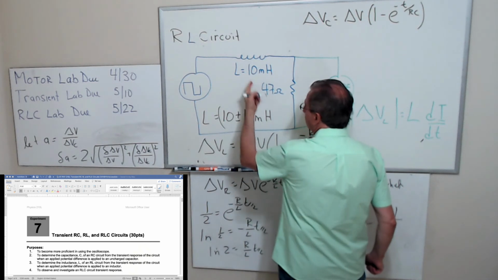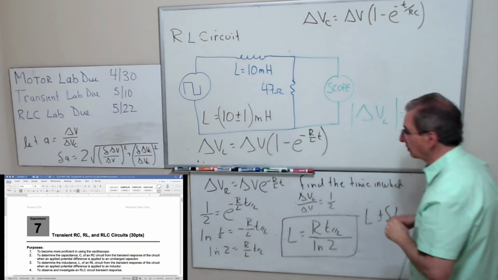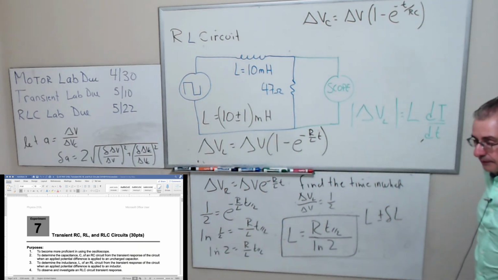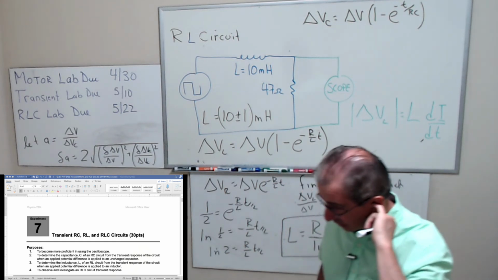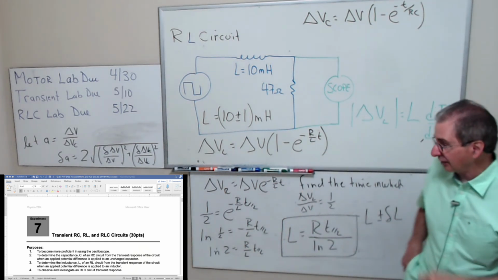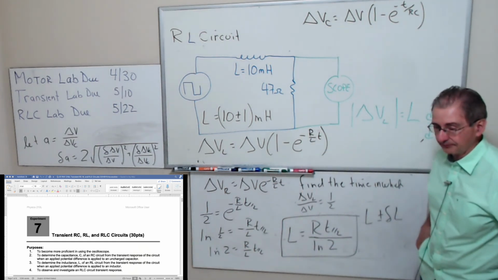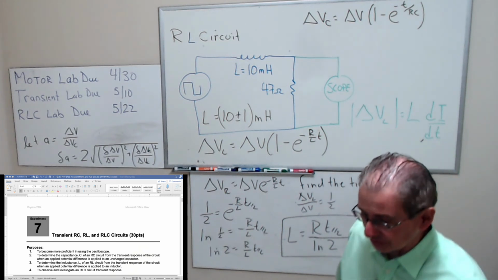Because they only quote it like this. So let's say it's 10 plus or minus 1 millihenries. Okay, let's say it's within 10%. I can't see the code on it, my eyes are not that good, so I can't tell how well it's measured.